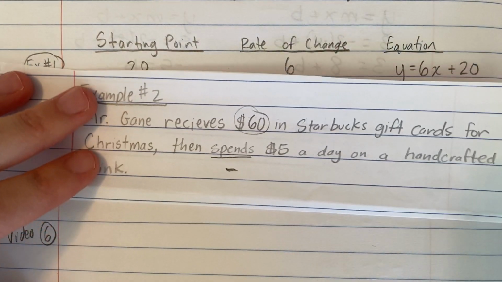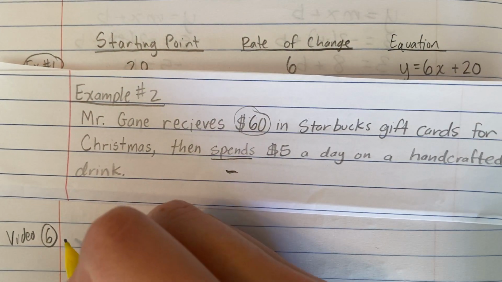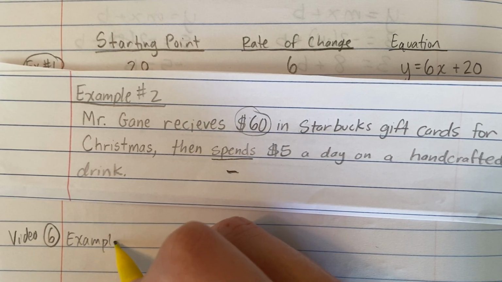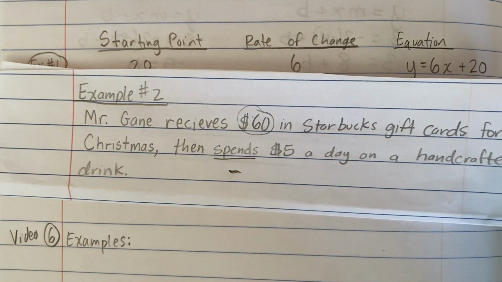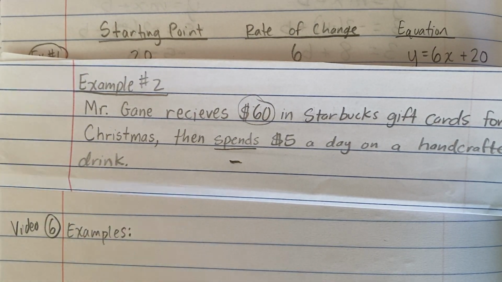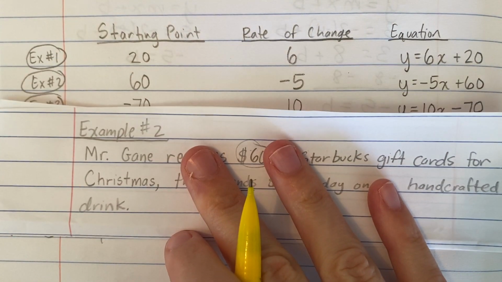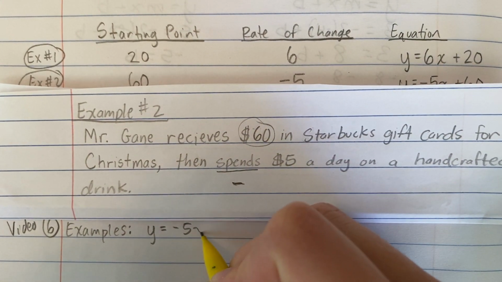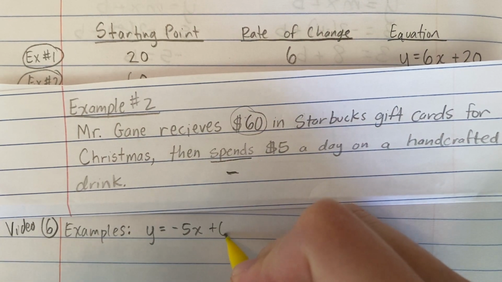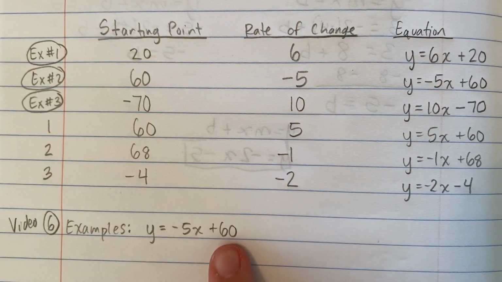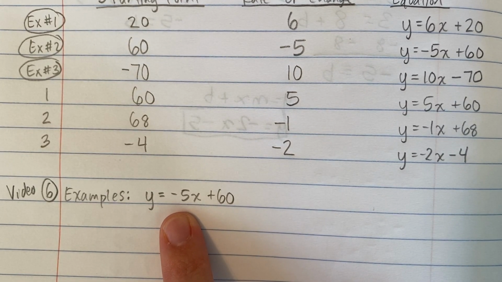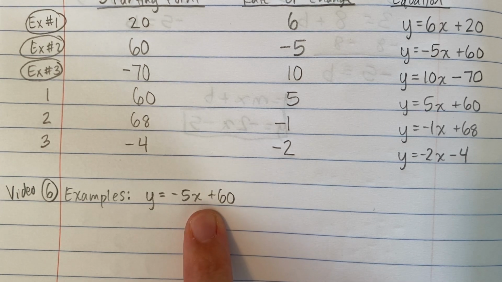I'm just doing examples here. We're just going to take example notes, nothing else. So example number 2 was y equals negative 5x plus 60. Why? Because Mr. Green started with $60, and then he's losing $5 each day, because he's buying a handcrafted drink each day. Now what I want you to think about is how I can use this equation.